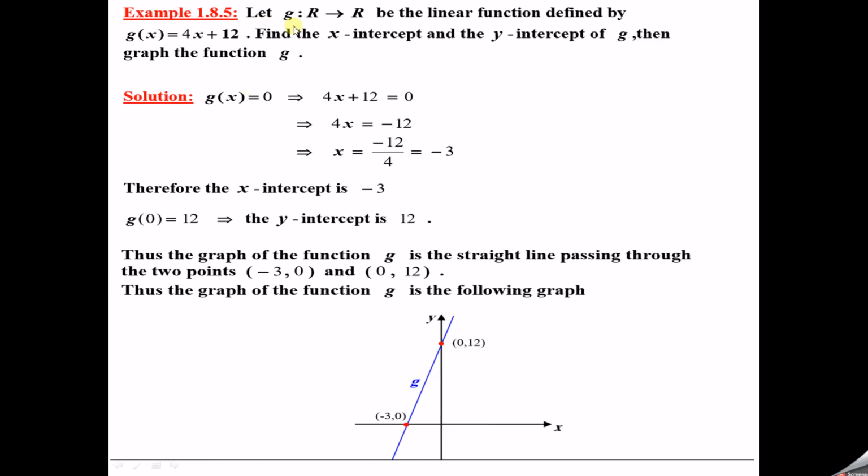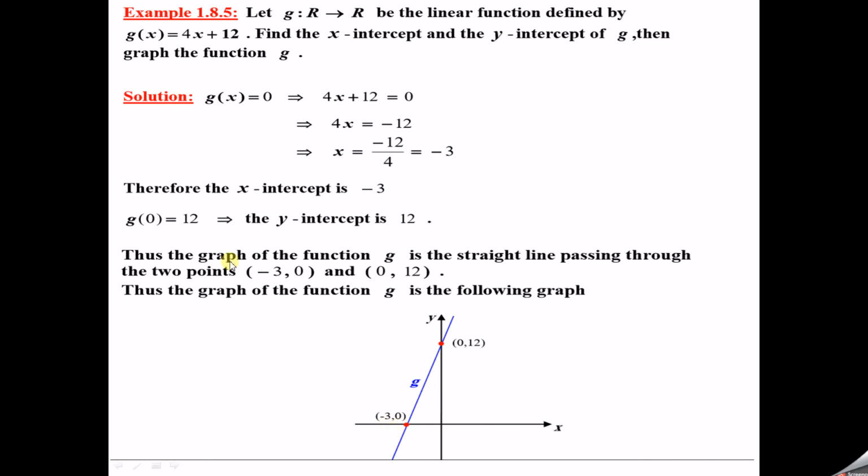And we have another example. g is a function from R to R defined by g(x) = 4x + 12. Again, the same way we find the x-intercept and y-intercept. To find the x-intercept, we put y = 0. y is nothing but g(x). The image we always denote by y. So y = 0 means 4x + 12 = 0. So 4x = -12. If we divide by 4, x = -3. Therefore, by putting y = 0, we obtain the x-intercept, x = -3. So the curve passes through the point (-3, 0).